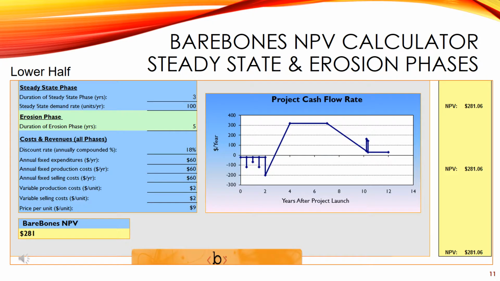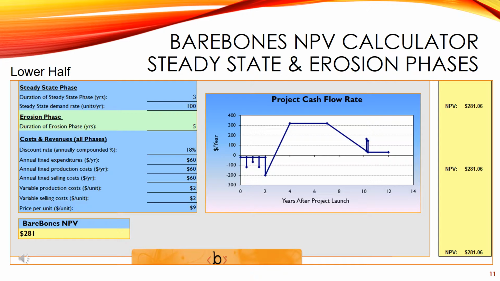The lower half of the bare bones NPV model requires manual input for the steady state and erosion phases. Data and information to be provided includes duration for both phases in years, the demand rate in units per year for the steady state phase, and lastly, the discount rate, cost and expenditures, and price per unit are recorded for all 4 phases.